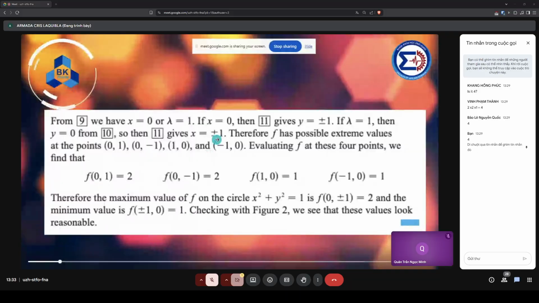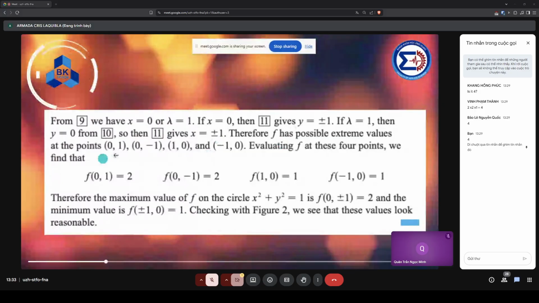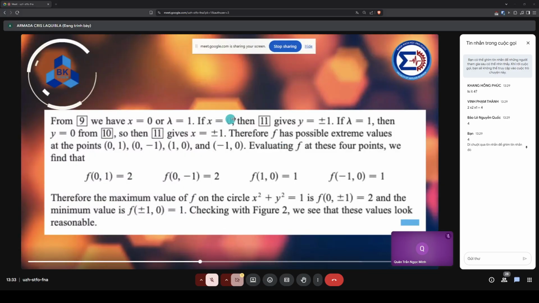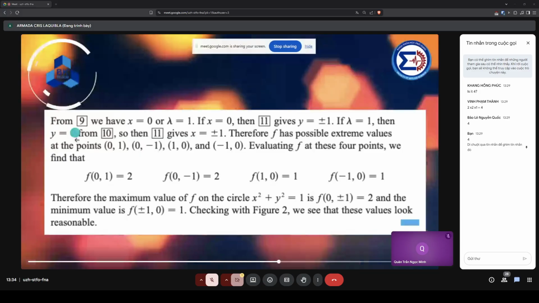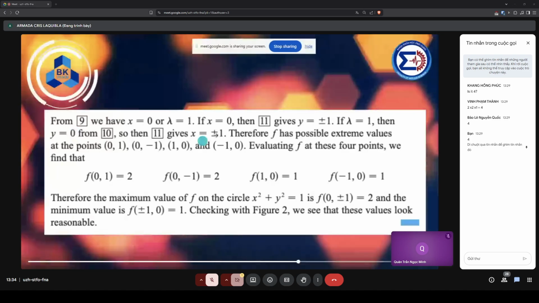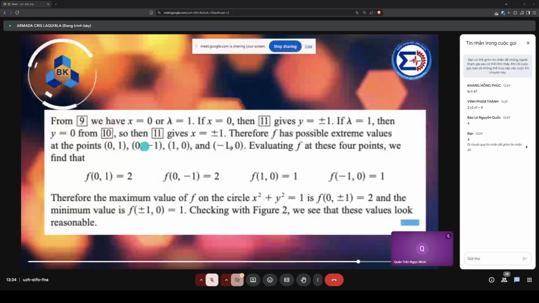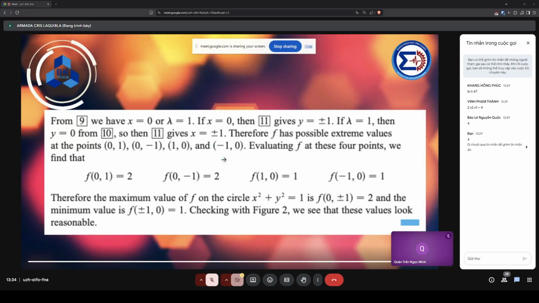Therefore, f has possible extreme values at the points. You have to compare them. First, 0 paired with positive 1, so it's here: 0 for x, and then negative 1 for y. Next, in the second case, y is 0, then x is positive 1, so you have 1, 0, and another y is equal to 0. Then, since you have two values of x here, we also have negative 1, 0. So we can form 4 points from the results.